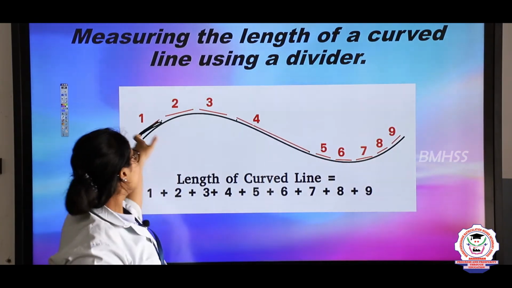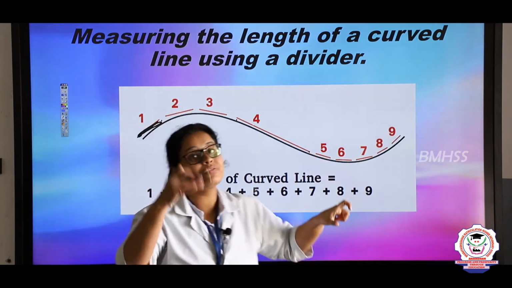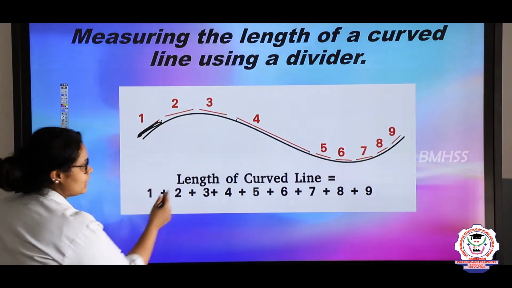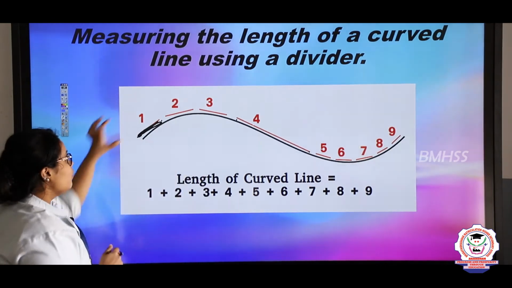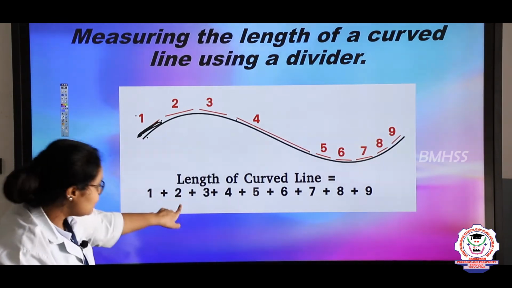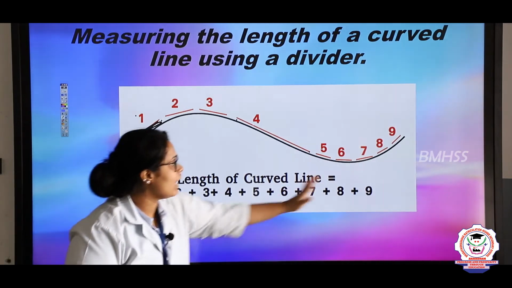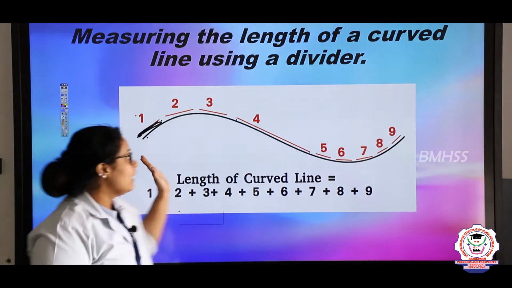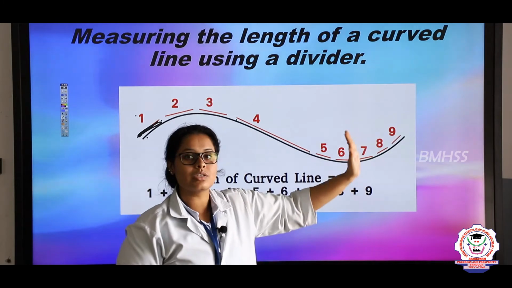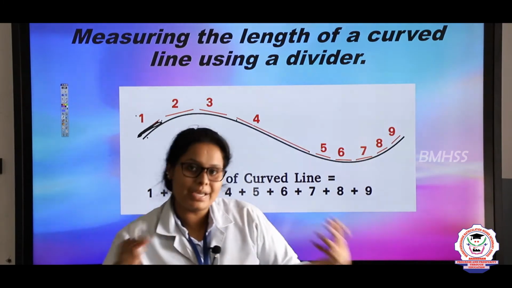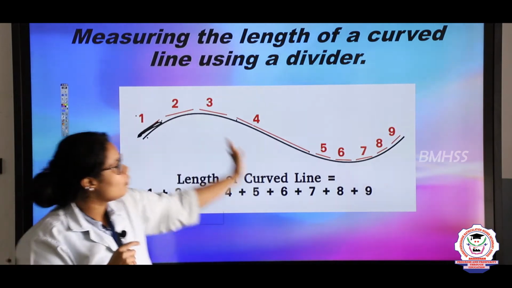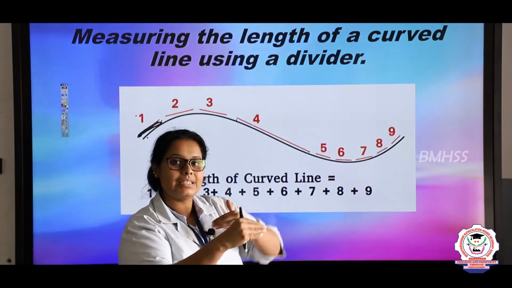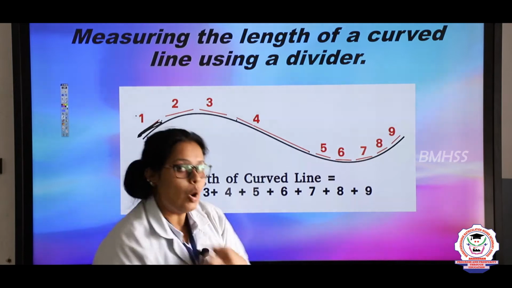So here the small divisions are of different lengths, right? What we are doing is, to get the length of the curved line using a divider, we take the first length plus the second length, third, fourth and so on up to the ninth. When we add all this, that is called the sum of all the measurements, then we will get the exact length, how many centimeters our curved line is. Okay students?